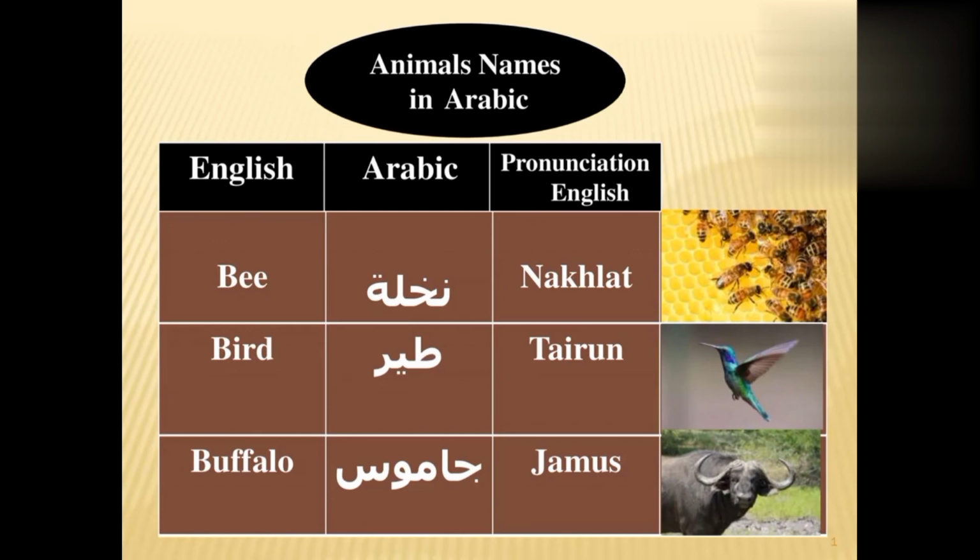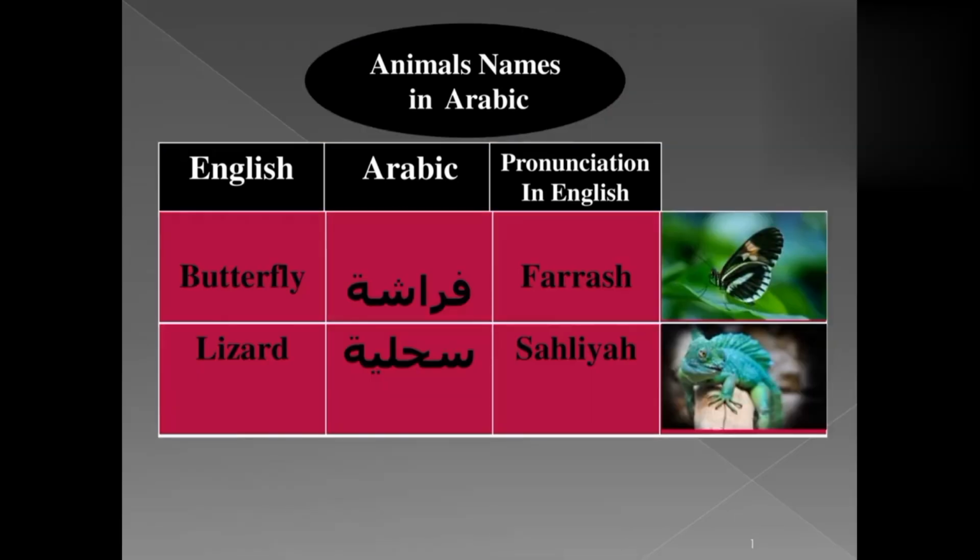For bee we use in Arabic nakhla. Nakhla means bee. Now see bird. For bird we use in Arabic tayrun. Tayrun means bird. Now see buffalo. For buffalo we use in Arabic jamus. Jamus means buffalo. Now see butterfly.